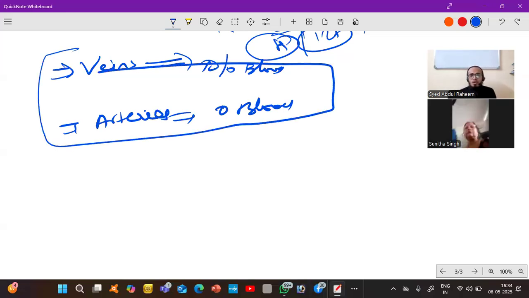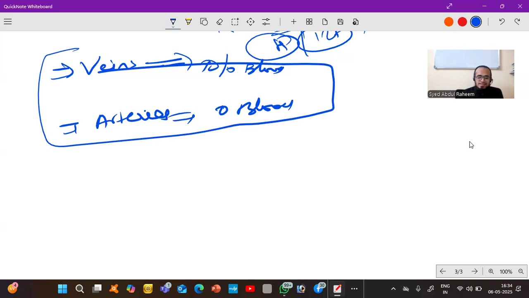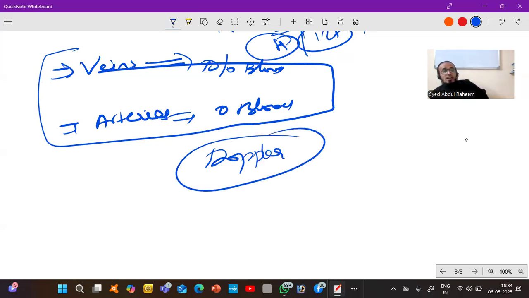For a vessel problem, what do we have to do? We have to do tests like the Doppler study, venous Doppler, arterial Doppler. Which areas, which arteries do you want to see? Lower limb arterial Doppler means lower limb arteries can be tested with the help of this test. Or veins: lower limb venous Doppler, upper limb arterial Doppler, upper limb venous Doppler.